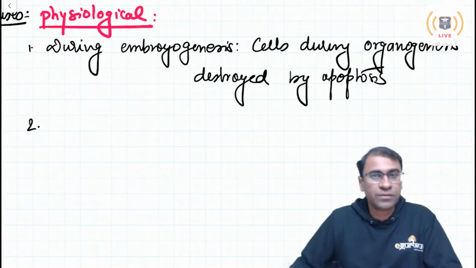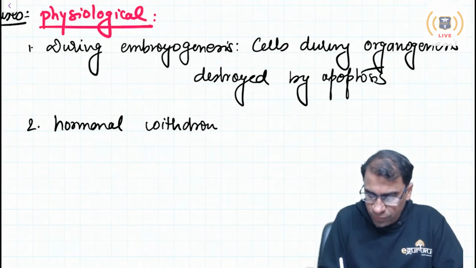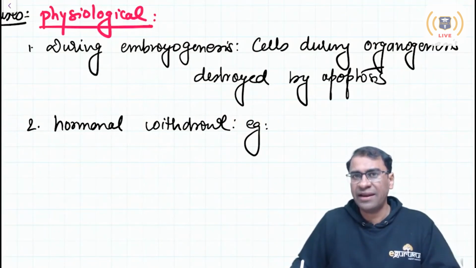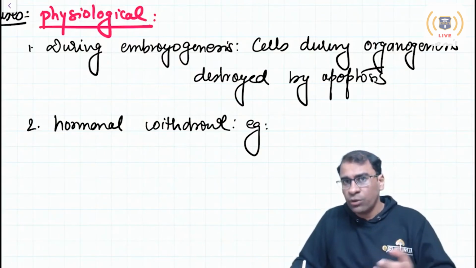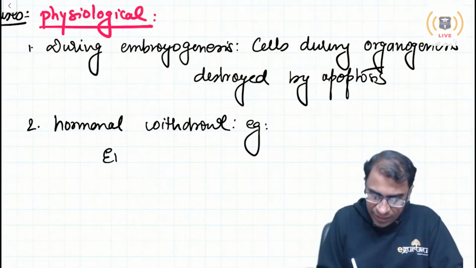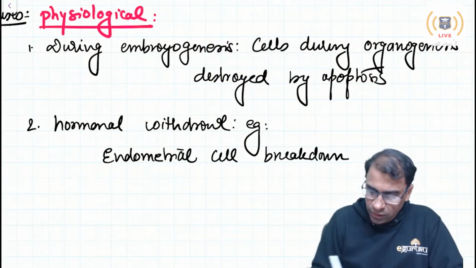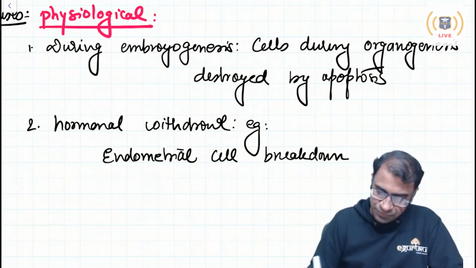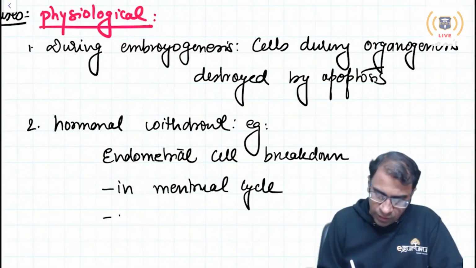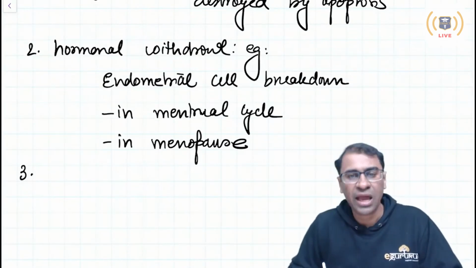Second, it also occurs by hormonal withdrawal. For example, after every cycle of menstruation, the endometrial lining is shed out and finally removed by apoptosis. That means the endometrial cell breakdown in the menstrual cycle or in menopause all occurs by the programmed cell death called apoptosis.